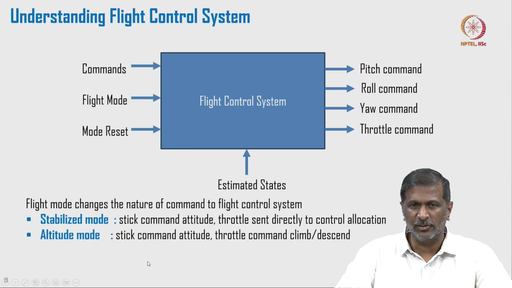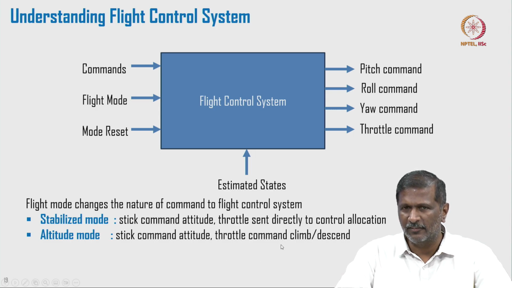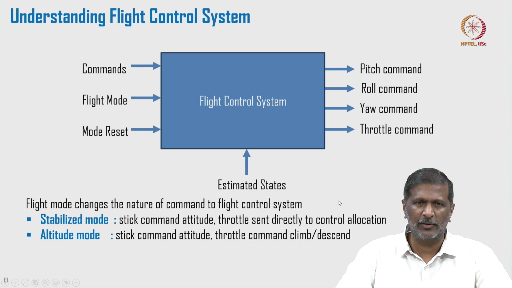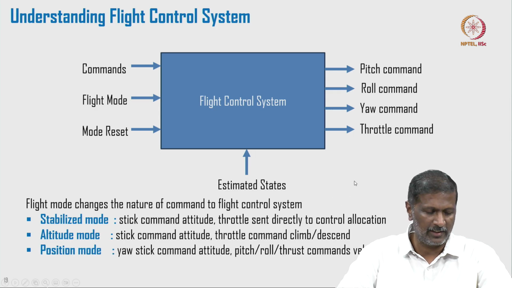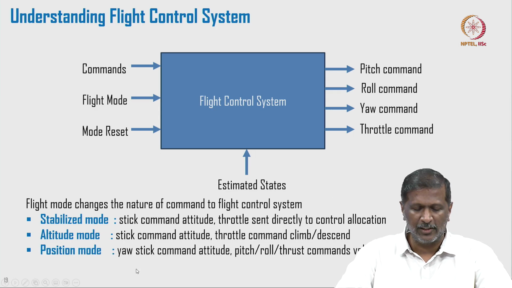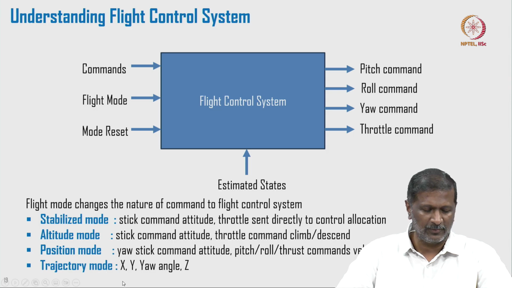In altitude mode, the stick command is attitude, and the throttle command is converted into climb or descend, right? It's a vertical velocity, positive or negative, right? That's what will happen to your throttle command at that time. In position mode, the yaw stick command is attitude, whereas pitch, roll, thrust command velocity, right? In trajectory mode, you have XY, yaw and Z information, right?